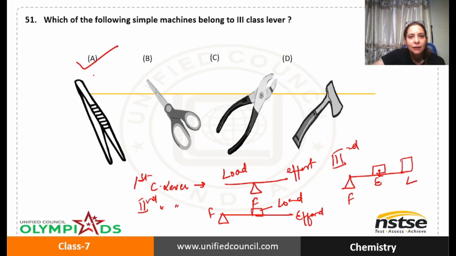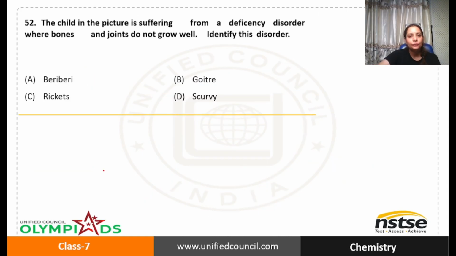Option A belongs to third class lever because in this, effort is from the center, and load and fulcrum are at the corners. So which option is correct, students? Option A is correct. Next, the child in the picture is suffering from a deficiency disorder where bones and joints do not grow well.